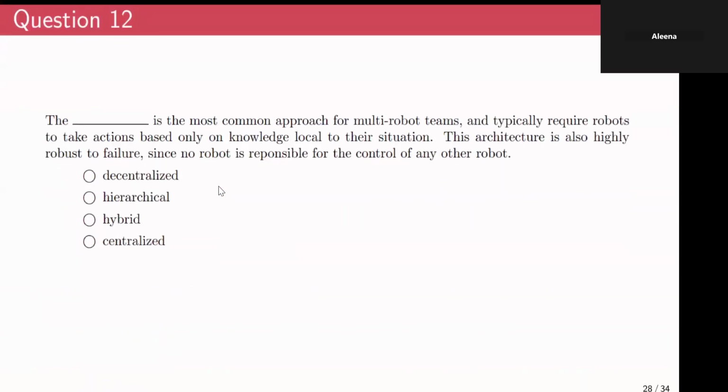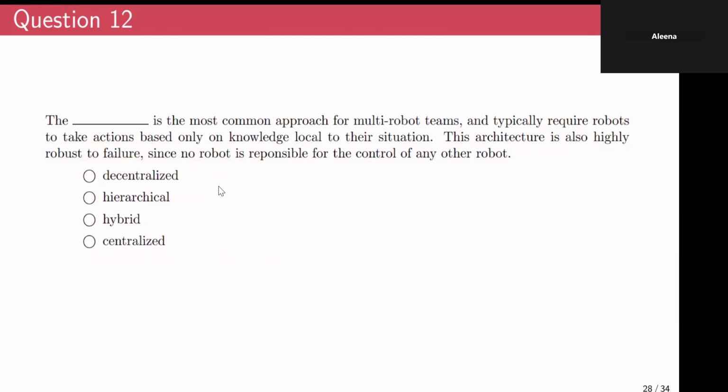Okay, this is a different question. In this case, this is the most common approach for multi-robot systems and typically requires robots to take action based on the knowledge local to their situation. So it does not really bother about what other robots are doing. Their control is only local to their own situation. This architecture is also highly robust to failure since no robot is responsible for the control of any other robot.